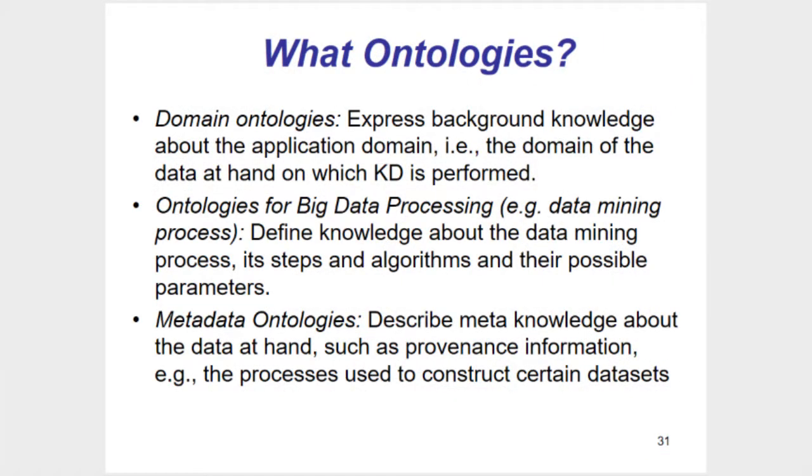What kind of ontologies do we use in healthcare? We use what we call domain ontologies. They allow you to express knowledge about a specific domain. We're talking about, for example, genomics, clinical pathways in stroke, pathologies and the way they are treated in cardiology and so on. And then we also have ontologies for big data processing.